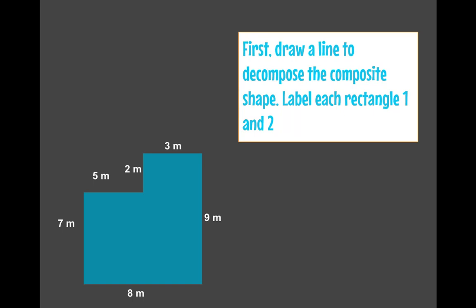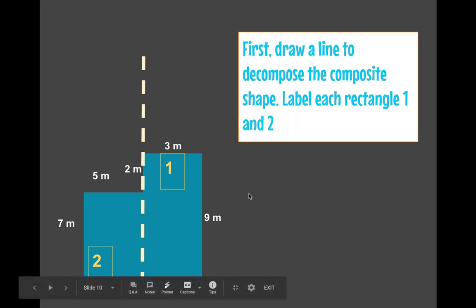So the first thing to do is to draw a line to decompose the composite shape and then label them. There's a couple different ways you could decompose this, but for right now, we're just going to draw a line down that way. So now we've got this figure here and this figure here, figure 1 and 2, and that's step number 1. Divide and label.